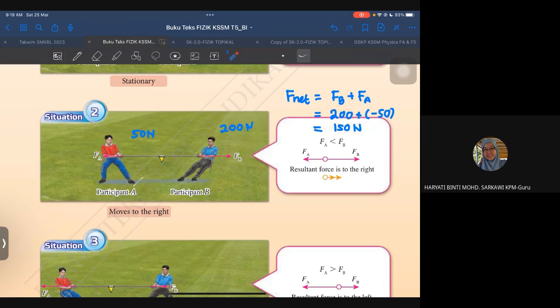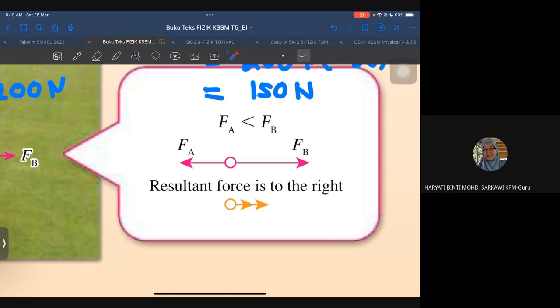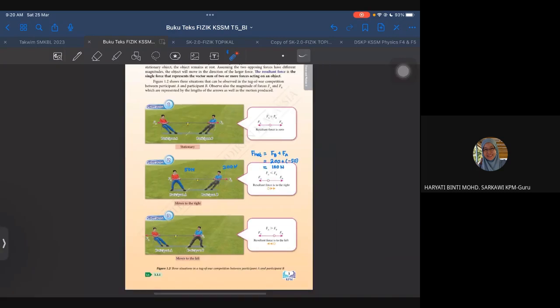So the direction will be following this, which is to the right. Is that clear or not? We can also draw the force by using an arrow. Just like this. The length of the arrow represents the magnitude of the force. You can see that FA is shorter compared to FB, so the magnitude of FB is bigger compared to FA. And then this is the resultant force. Understand? Alright, next one.